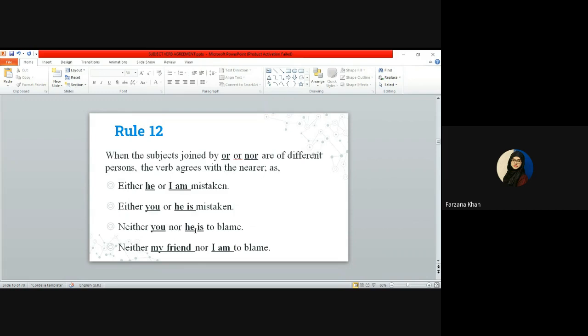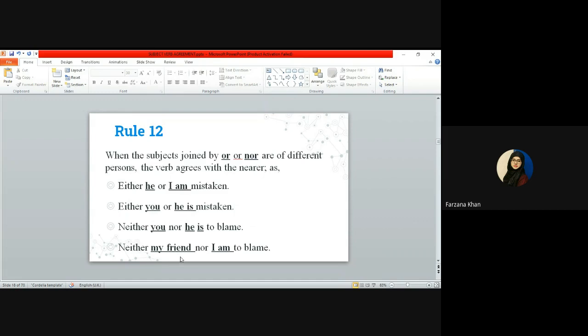Neither you nor he is to blame. Here you can see that "is" is a verb which has been used keeping in mind the nearer subject, which is "he". In the last example you can see: Neither my friend nor I am to blame.